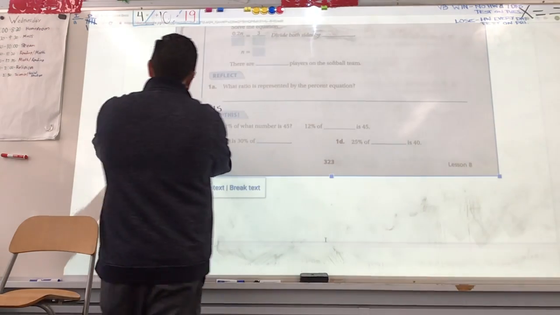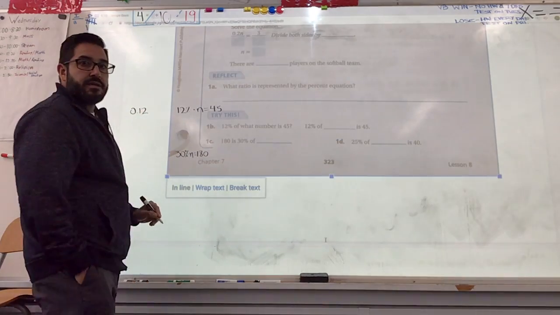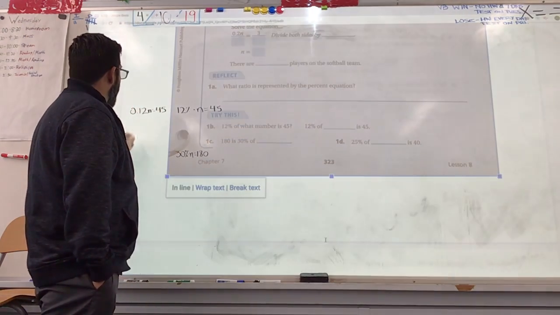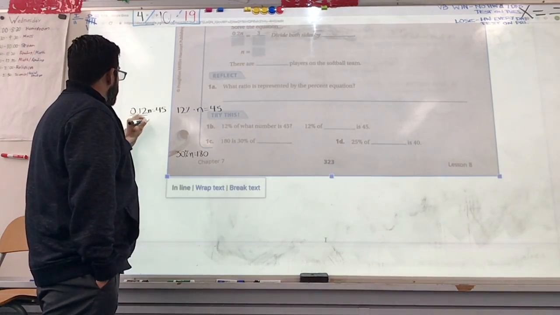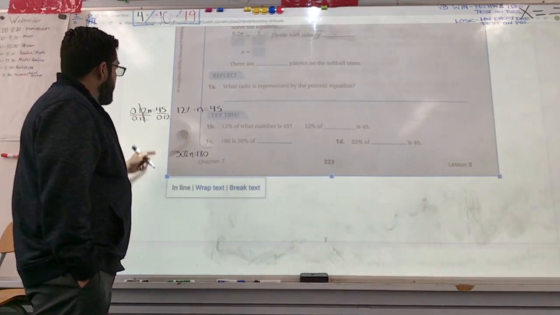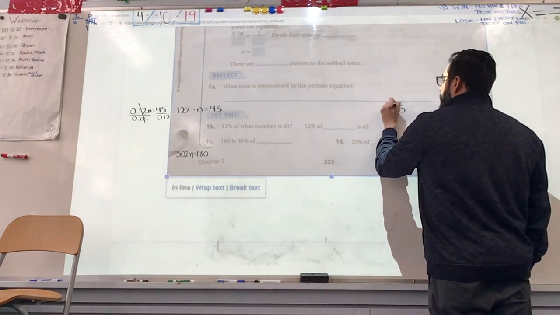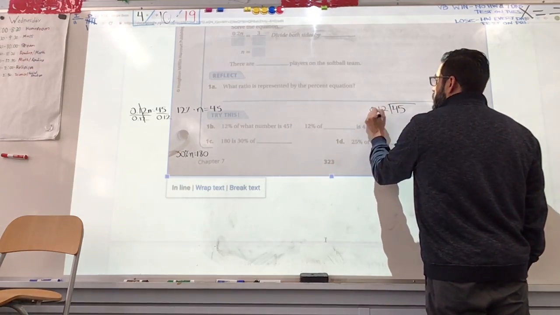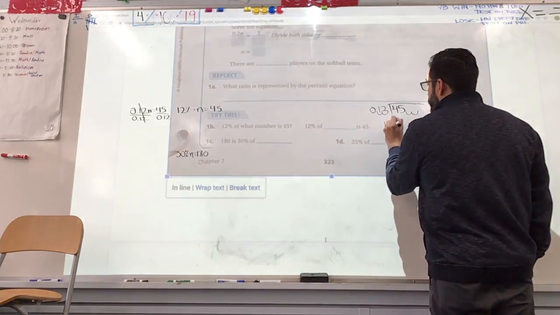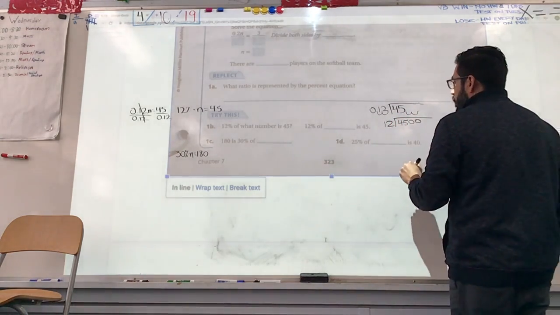So we have to first change this to a decimal. 0.12, I hope you can see that, 0.12 N equals 45. We're going to divide this side by 0.12, divide this side by 0.12, they cross out over here, and then we have 45 divided by 0.12. Move the decimal over 2 spaces. So we're going to have 12 on the outside, and 4,500 divided by 12.